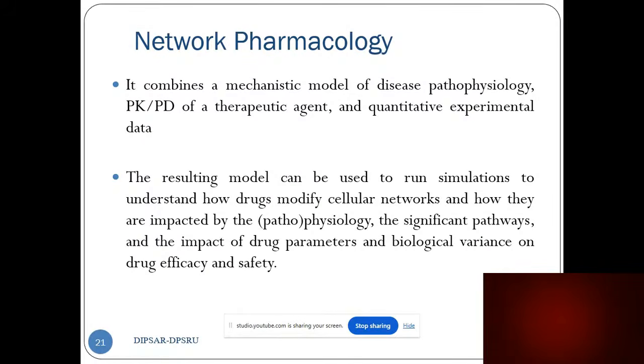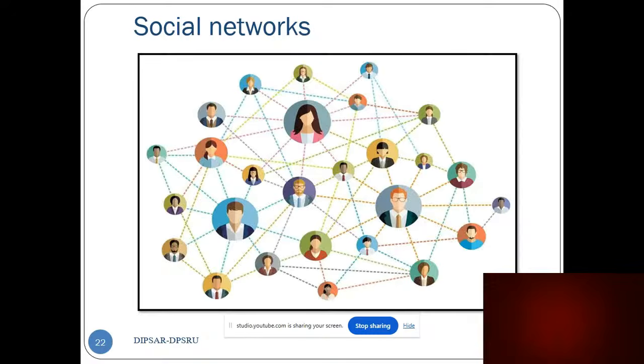So network pharmacology combines a mechanistic model of disease pathophysiology, PKPD of therapeutic targets, and quantitative experimental data. And the models' results can be used to run simulations to understand how drugs modify cellular networks, how they are impacted by the pathophysiology, the significant pathways, and the impact of drug parameters and biological variance on drug efficacy and safety, right?